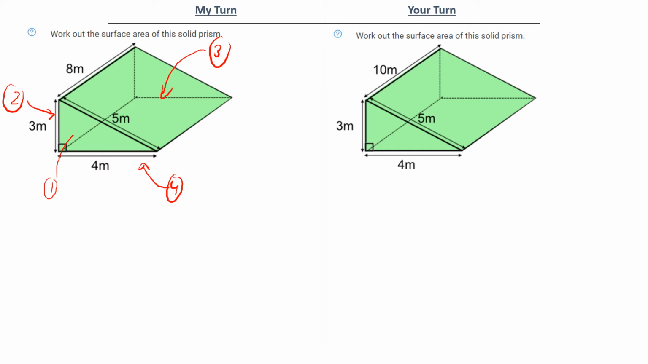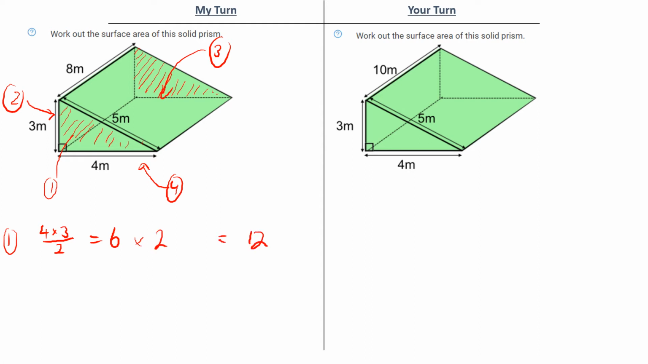Let's find the area of the triangle first. It's going to be base times height divided by 2. So we've got 4 times 3 divided by 2. 4 times 3 is 12, divided by 2 gives me 6. Now we've got an identical right angle triangle at the back, so to get the area of both, all we need to do is double it. So we get 12.